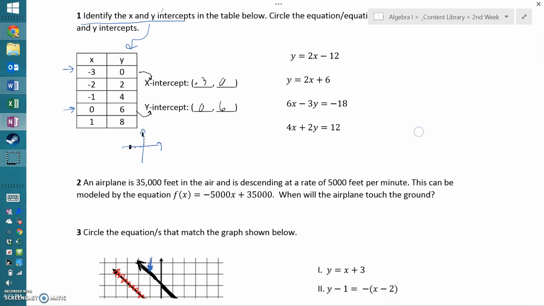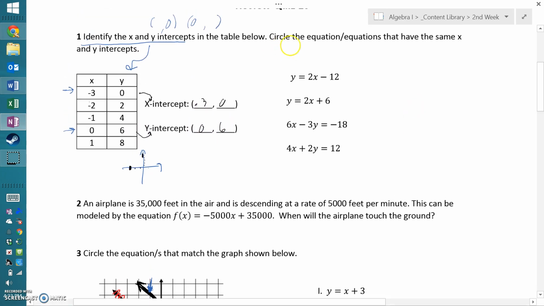Now, one of the things that we did in class, the second part of this, so we're choosing, so circle the equation with the same x and y intercepts. Okay, so what that means is I'm looking at the information I have here, and I'm deciding on, does this match with those? Now, I have several options on how to do this.